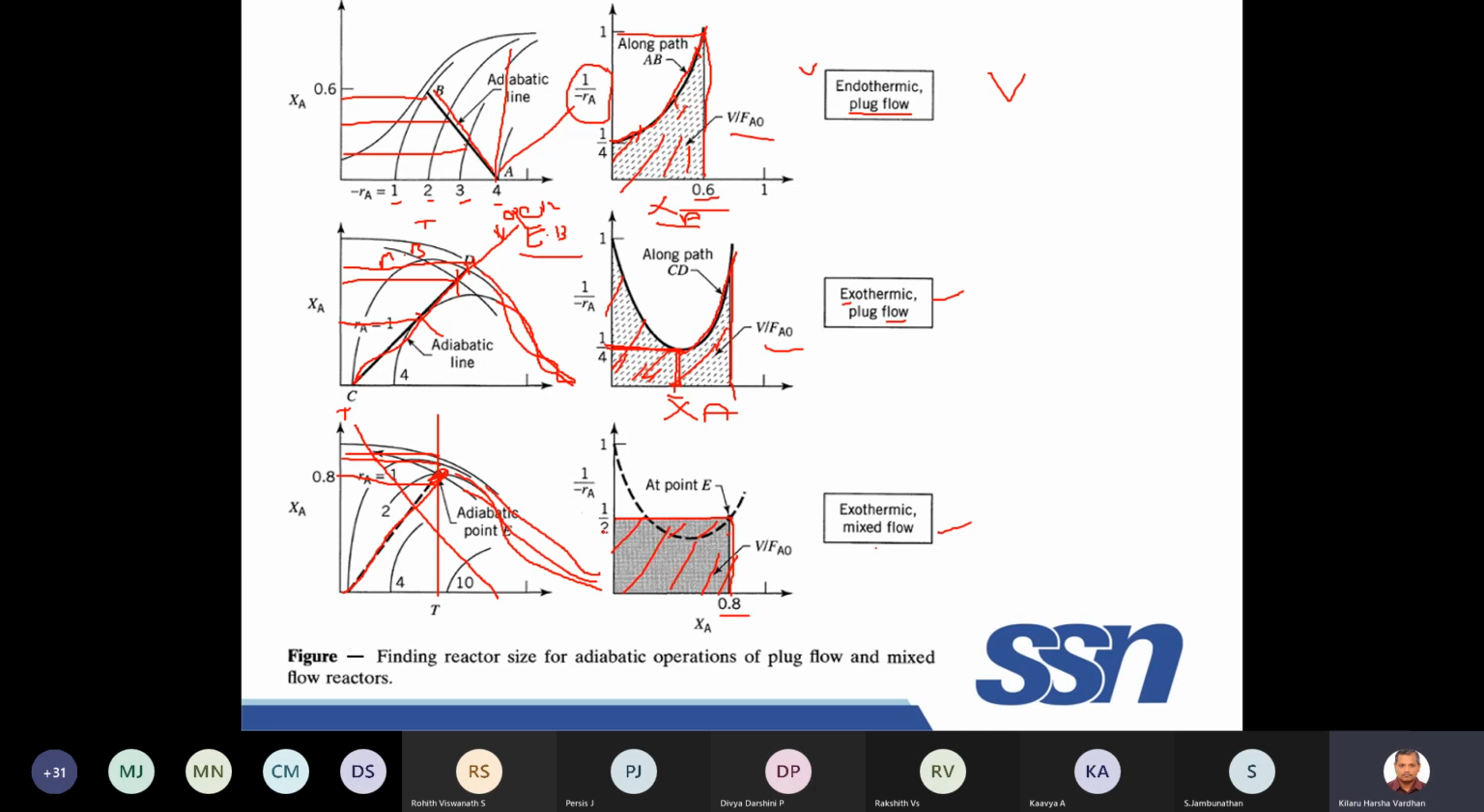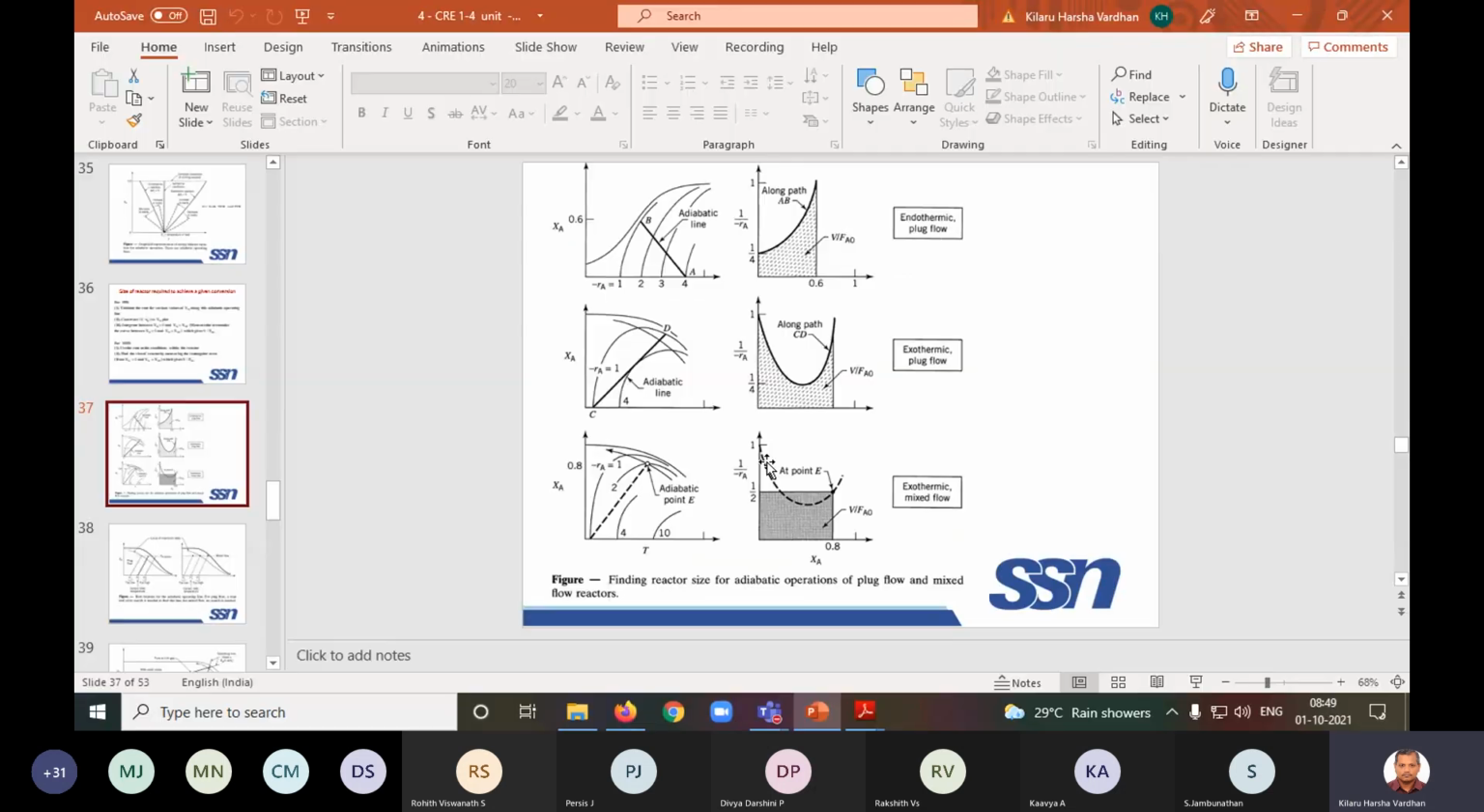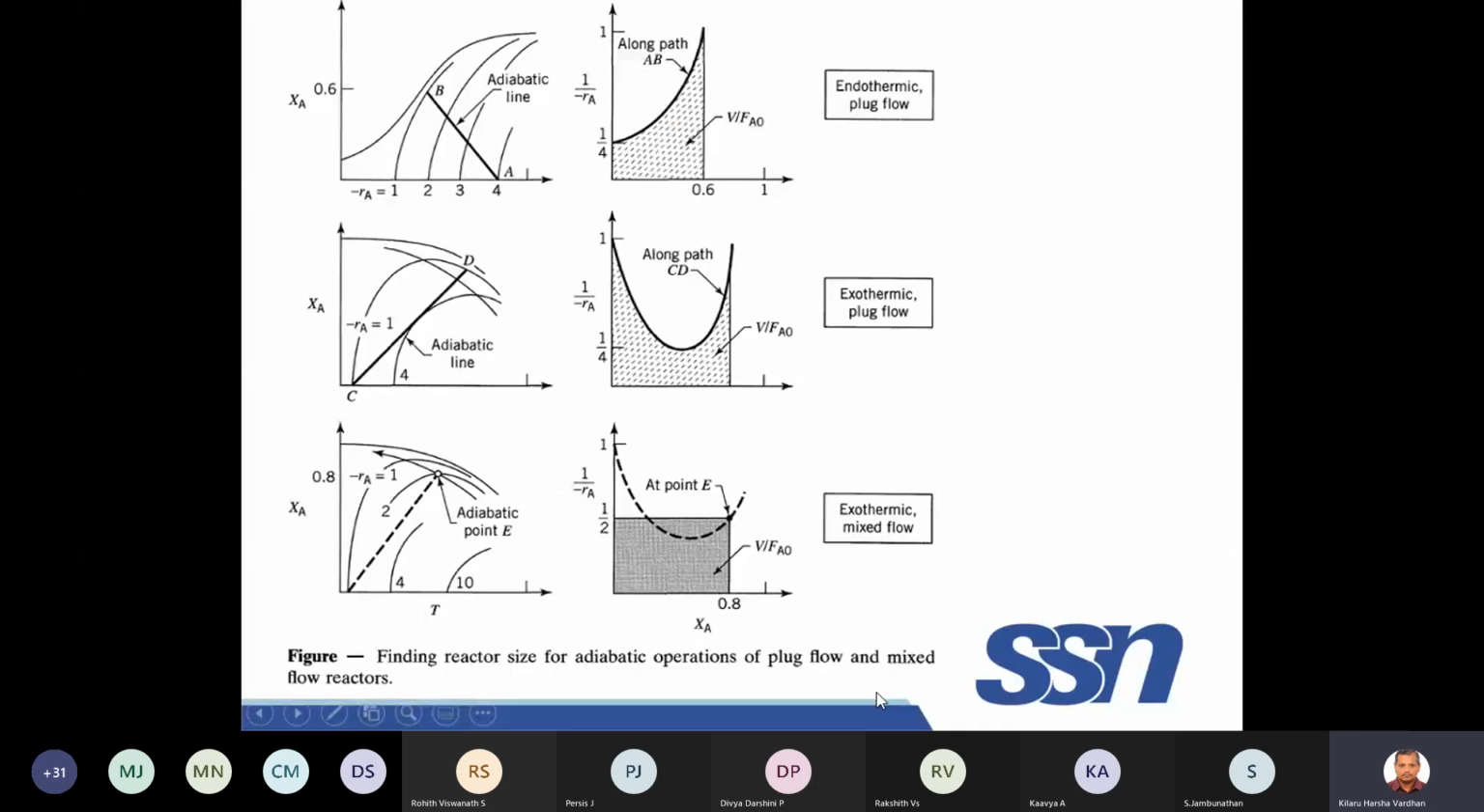Again, you draw minus 1 by RA versus XA and see whichever point conversion you want and put a rectangle, right? So this is how you have to find the area or the volume of the reactors, both for exothermic and endothermic plug flow reactor and mixed reactor. The important thing is, for a plug flow reactor you need to calculate the area under the curve, whereas for a mixed reactor you need to calculate at a particular point the area of a rectangle.